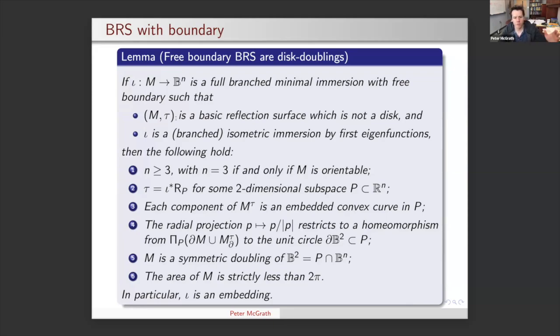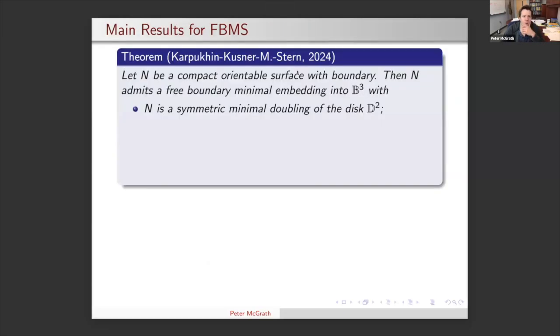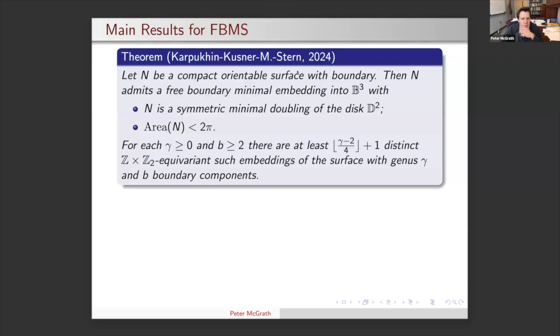And I just want to state now maybe the main theorems from our paper about the existence of minimal doublings like this. So maybe before that, here's a nice picture from Mario Schulz's website of a rendering of a free boundary minimal surface in the three ball. That's a doubling of the disk with genus 3 here, and then one boundary component. Okay, so one of our main theorems in the setting with boundaries says that we do realize every topological type of surface, in particular, as a symmetric doubling of the disk with area less than 2 pi. And we get lots of them again.